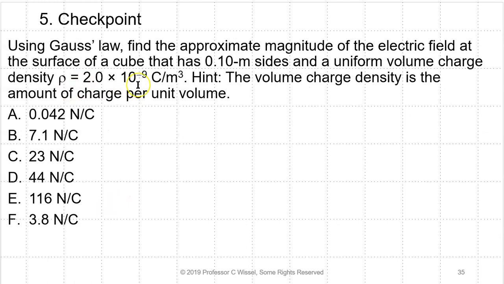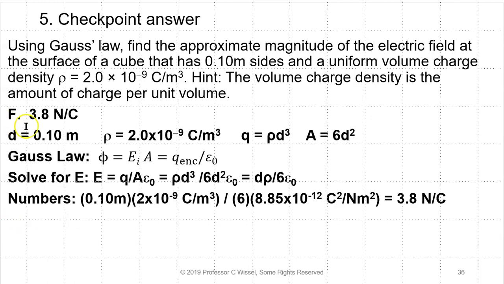Using Gauss's law, find the approximate magnitude of the electric field at the surface of a cube that has 0.1 meter sides and a uniform volume charge density of rho equals 2 times 10 to the minus 9th coulombs per cubic meter. Hint, the volume charge density is the amount of charge per unit volume. It turns out to be F, 3.8 newtons per coulomb.